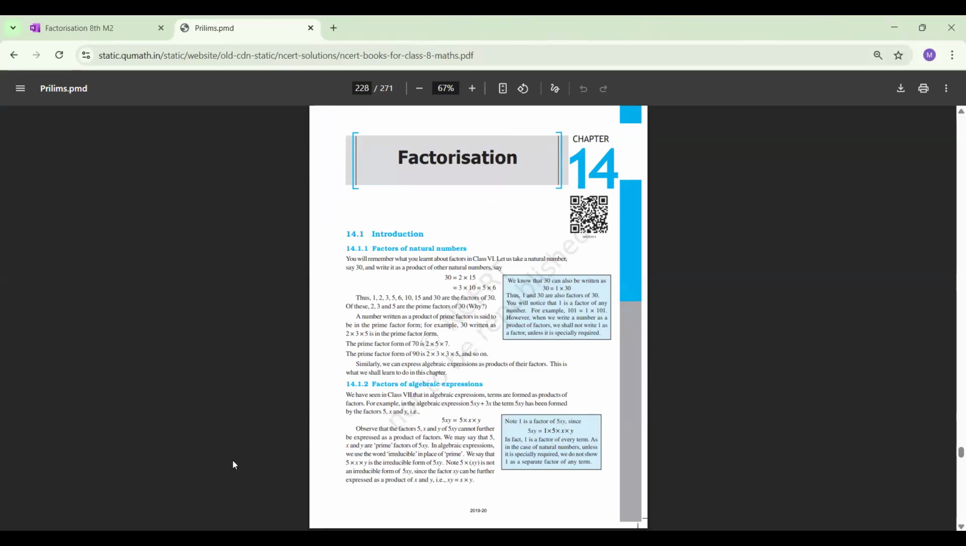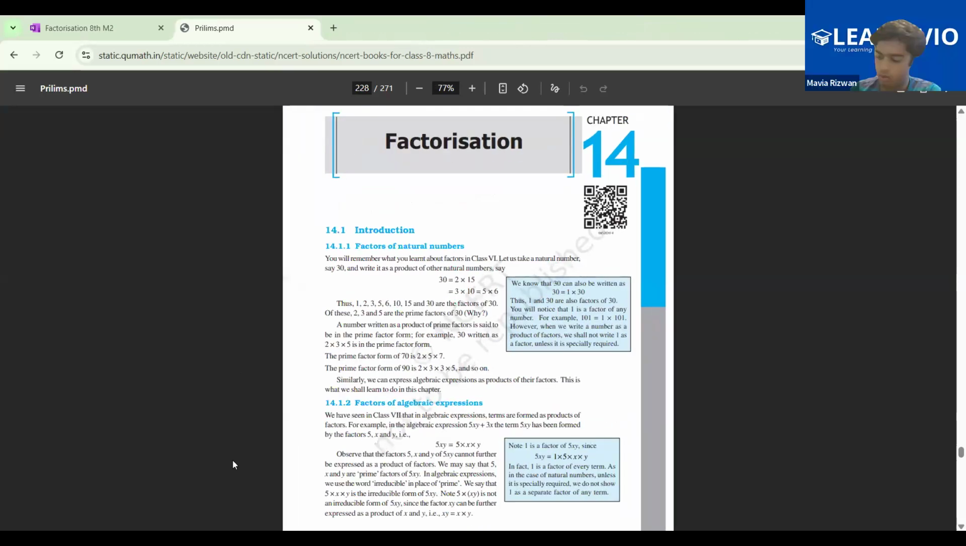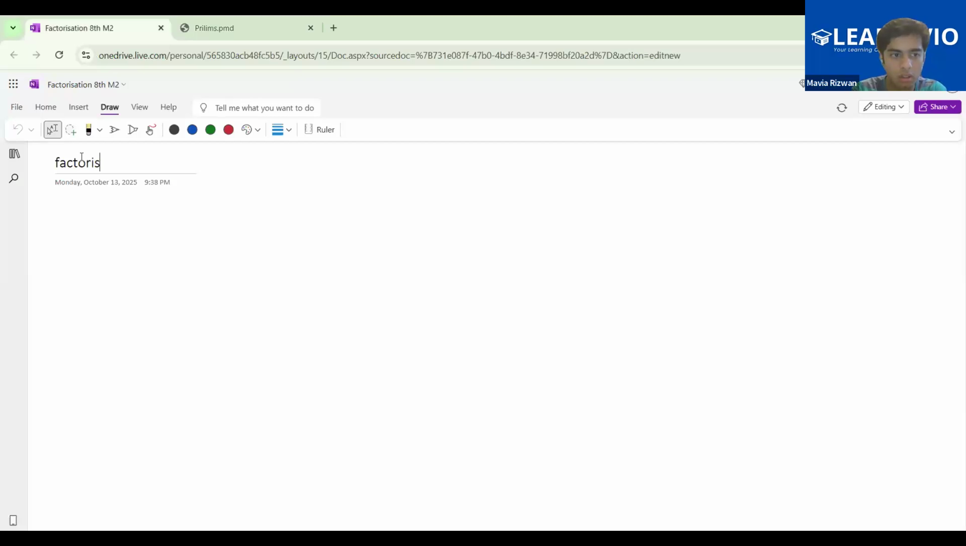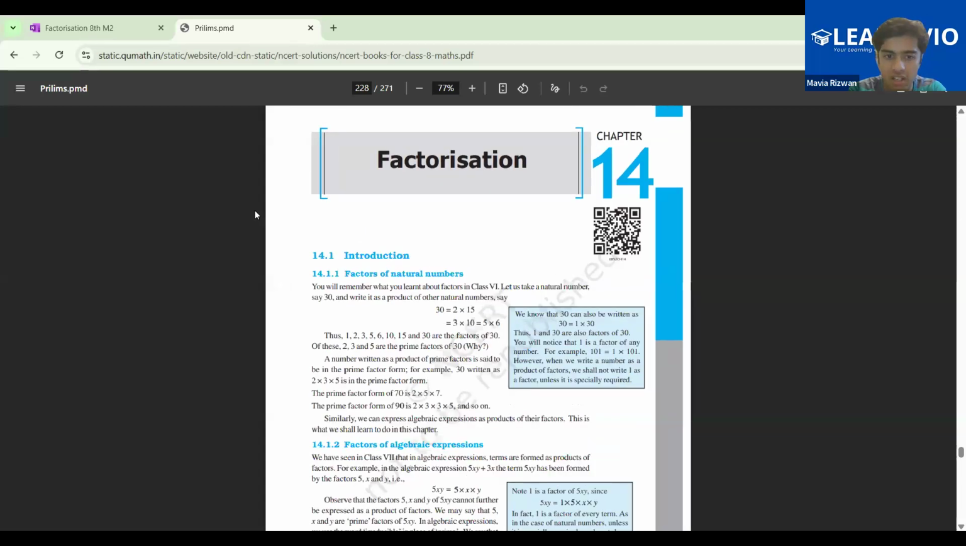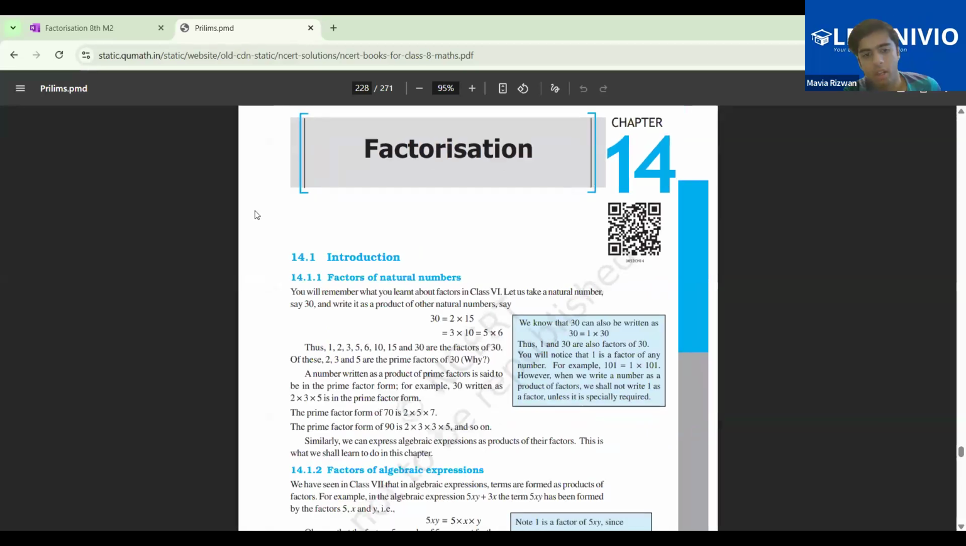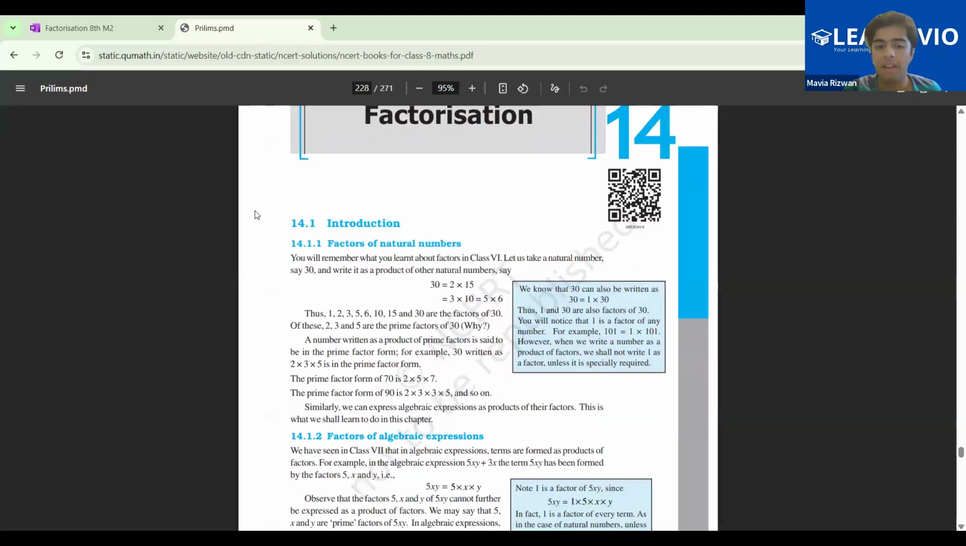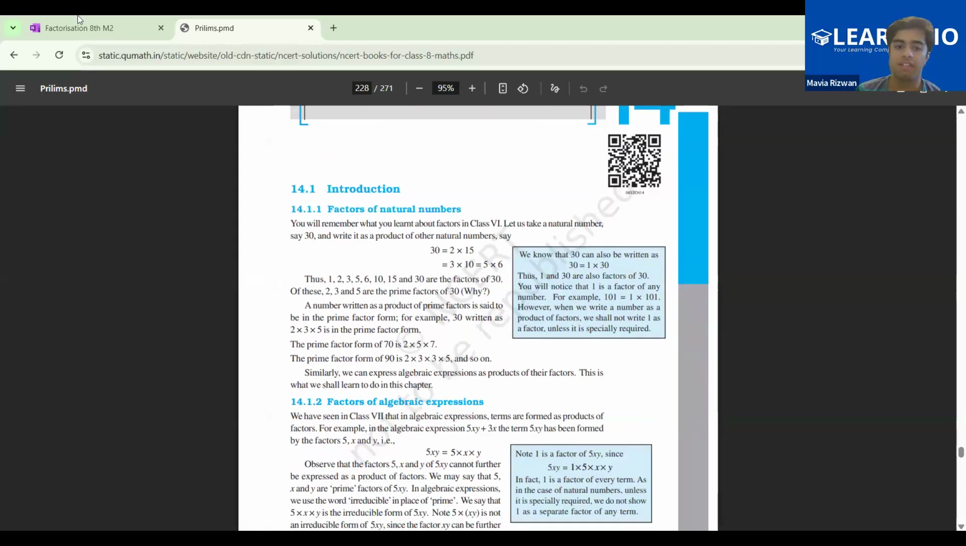Okay. So all of you, focus here. Today we are going to start with a new chapter, factorization. Now what this chapter is about, what is a factor? In this chapter now we learn everything about it. Starting with the basics, what is a factor?